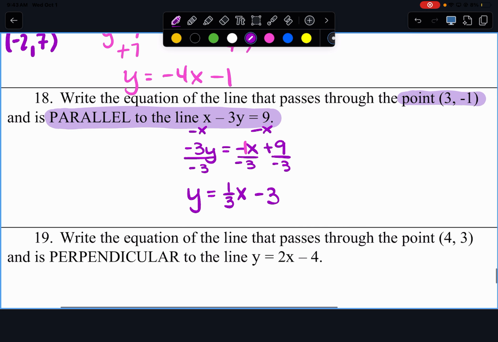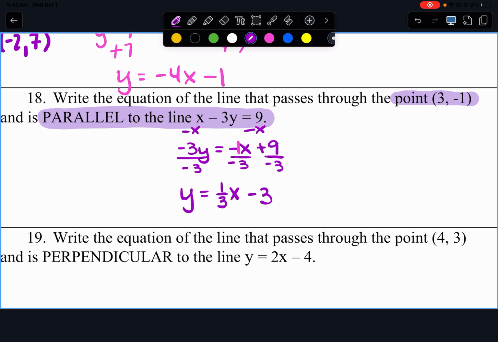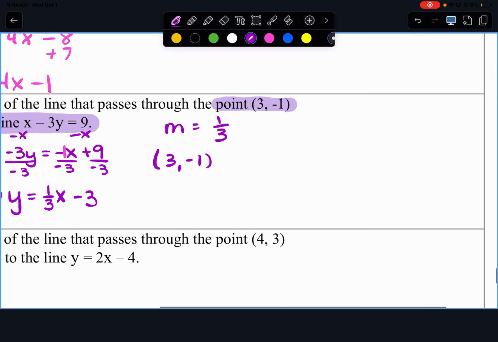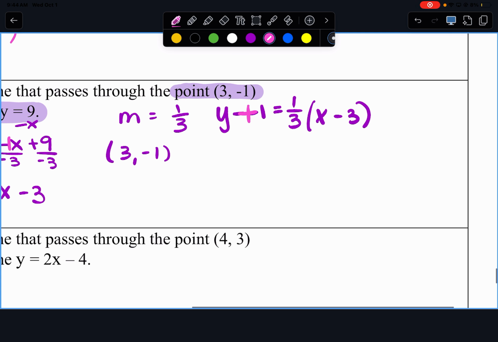What is the slope of that line? 1/3. So to be parallel to that line, what does the slope need to be? 1/3. Parallel is the exact same. It is just equal. And then we have a point, so put it in point slope form. How would I set this up? y minus negative 1 equals 1/3 times x minus 3. Subtract a negative number, you add it. And then you solve that for y.